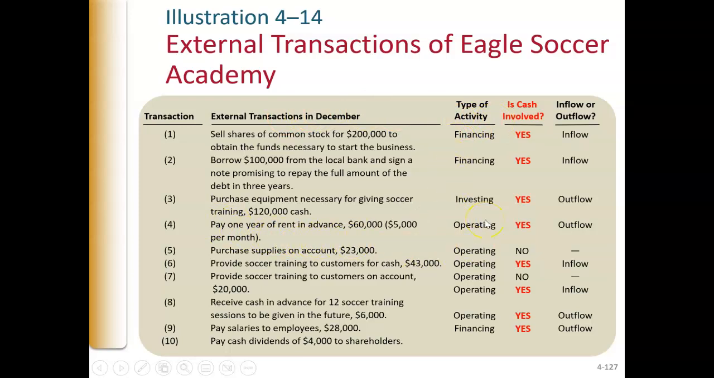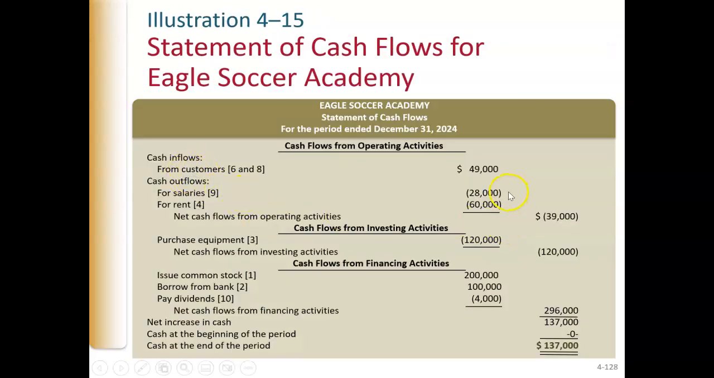We paid a rent in advance, and we also paid salaries to employees. Okay, let me just go here and see. Salaries, $28,000. For rent, $60,000. Those are outflows of operating. So our inflows minus our outflows give us a net cash flows from operating of minus $39,000. Then we have our investing, which is just purchasing equipment, which is a minus $120,000. Then we have our financing, inflows from issuing common stock, inflows from borrowing money at the bank, outflows for paying dividends, which gives us a net increase of $296 from financing. You add those 3 together, you come up with $137,000. This is the statement of cash flows.